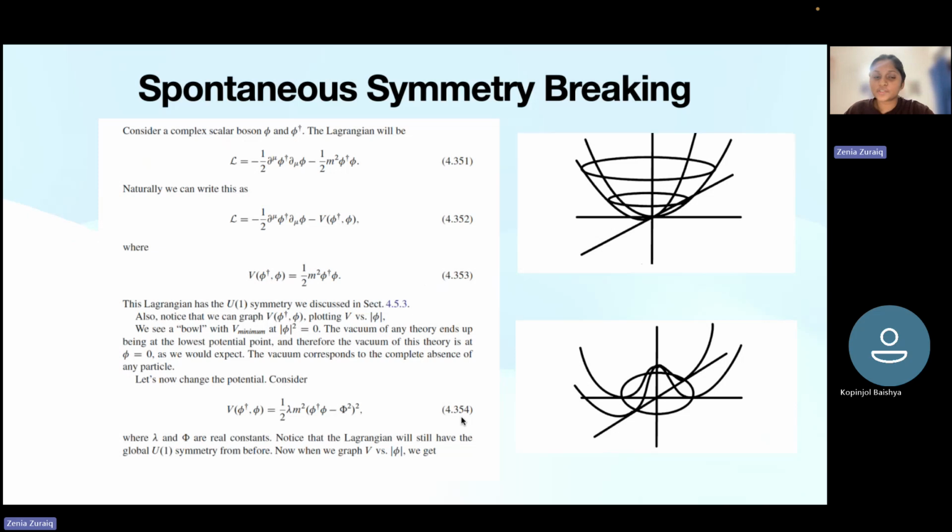It didn't depend on the space-time. So that's why I didn't have to have any extra gauge fields in my Lagrangian. Now, what if I do the same procedure where I end up with a ring of vacuum and I choose one minima and that breaks the symmetry?